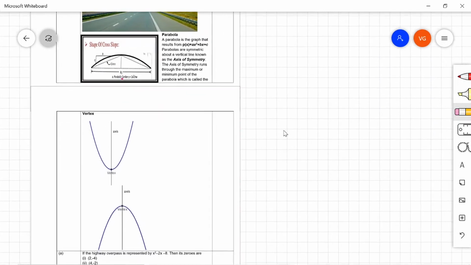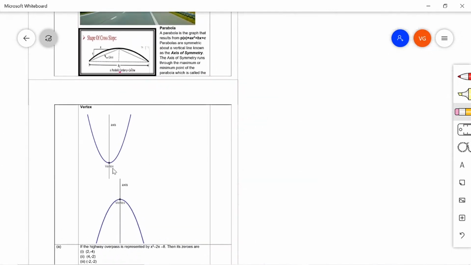See, this is the parabola, an upward parabola. You have the vertex here, the minimum point. If it is a downward parabola, then the maximum point here we call the vertex. Don't panic by seeing the question itself. Read it twice or thrice. You will understand very easily.